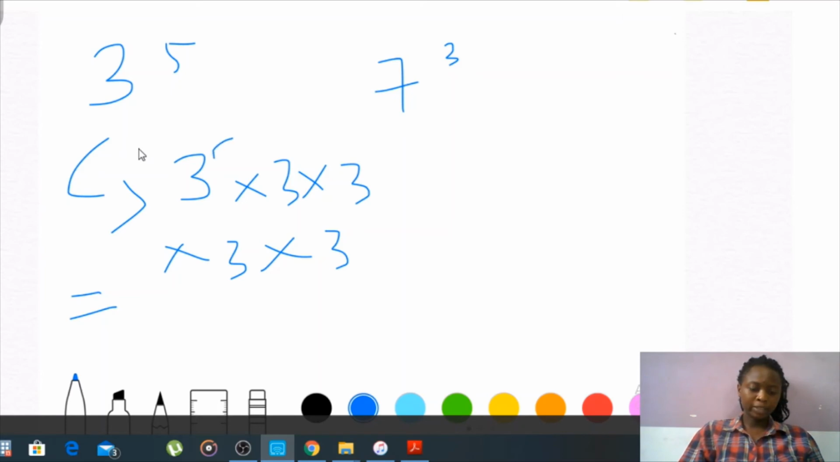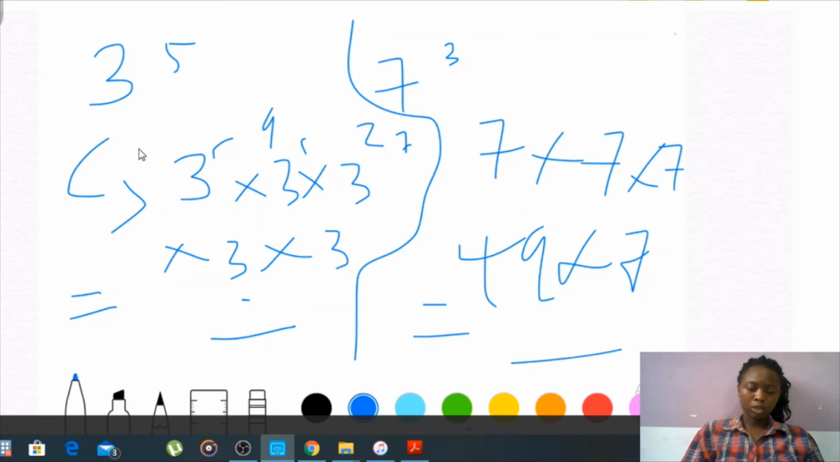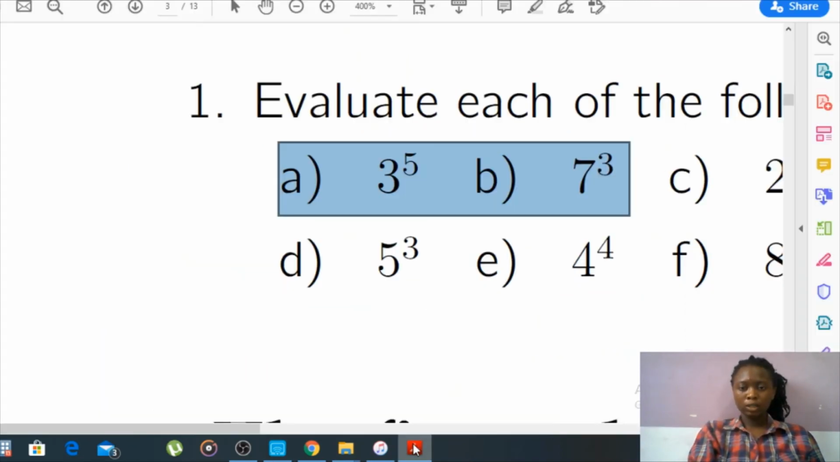So that's 3 times 3, which is 9. 9 times 3, which is 27. 27 times 3, and so on. You can do the calculation yourself. Then 7 exponents 3, that is 7 times 7 times 7, which is 49 times 7. You can do the calculations yourself. Okay, so let's see the next example.